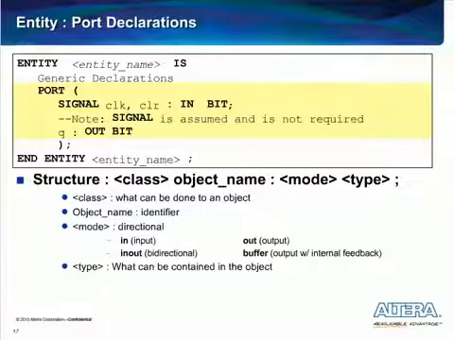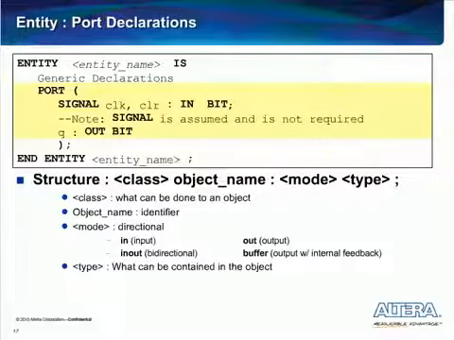The mode is the direction of the port. In VHDL, the keywords for directions are in for input, out for output, in out for bidirectional, and buffer for an output with internal feedback. Typically, input signals can only be read from and not written to. Outputs can only be written to, not read from. In-outs must be used as both inputs and outputs.